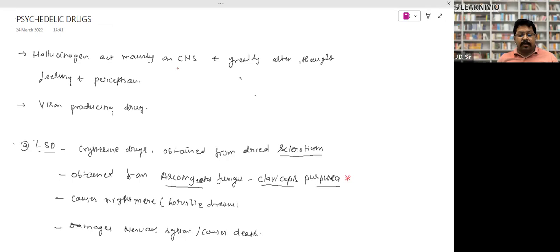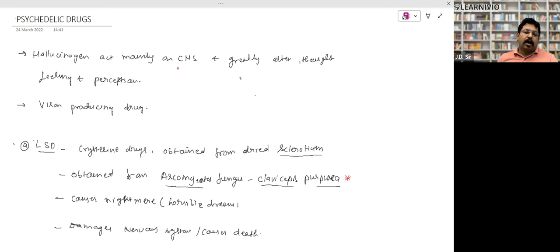Psychedelic drugs are used by those people on whom heroin, morphine, smack, alcohol, and all that are not effective. The ultimate destiny for people taking these psychedelic drugs is death, nothing else, a very painful death, right?